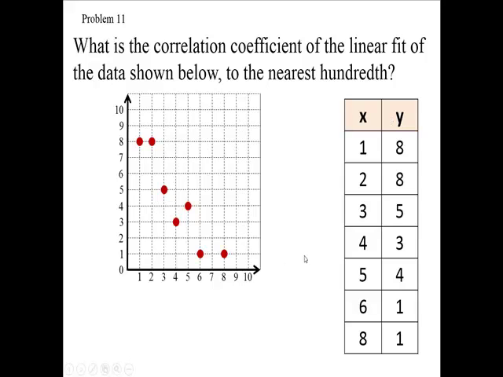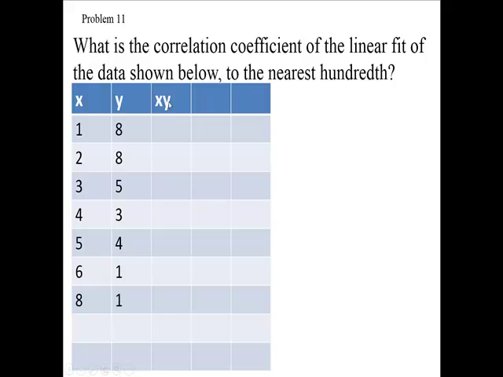All right? So copy that here, and what would x times y be? What's 1 times 8? 2 times 8. 3 times 5. 4 times 3 is 12. 5 times 4. 6 times 1. 8 times 1. So if you take x times y, this is the product of this times this. And then we could add up all these. The sum of x is, if you add these up, you're going to get 29. If you add up your y's, you're going to get 30. And if you add up your xy's, you add up this column, you're going to get 85.